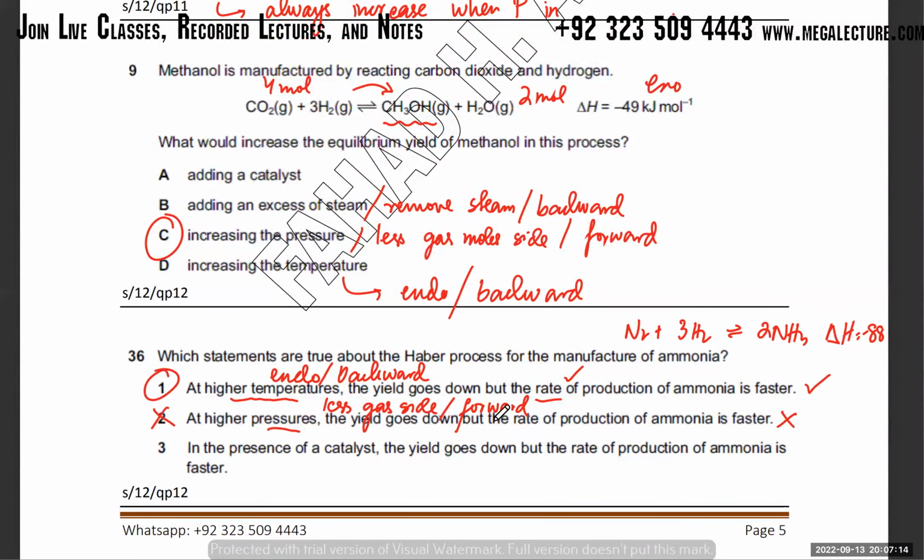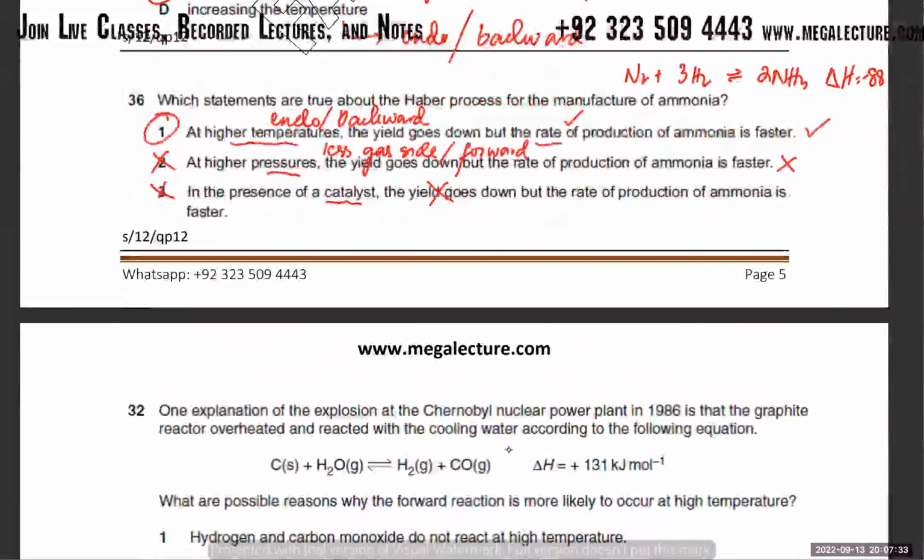Production of ammonia is going to be faster at higher pressure because rate of reaction ज़्यादा होगा, but this one is wrong. Presence of a catalyst, the yield goes down. Nothing happens to the yield. Catalyst जो है ना दोनों reaction speed up कर देता है, so nothing really happens to the yield. So this option number 3 is also not really correct.